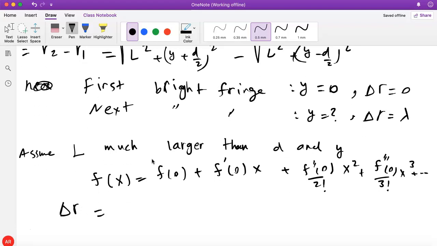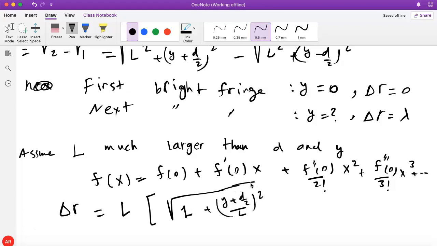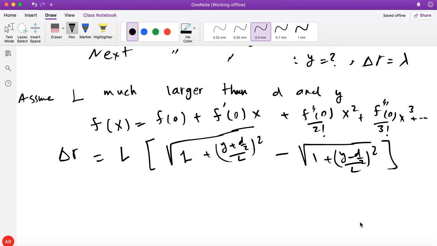I factor out an L, and then I get the square root of 1, right? L goes under the square root, becomes L squared, plus (y plus d over 2 over L) quantity squared. That's a small quantity, minus 1 plus (y minus d over 2 over L) quantity squared. So it seems the relevant function is the square root of 1 plus something small, right?